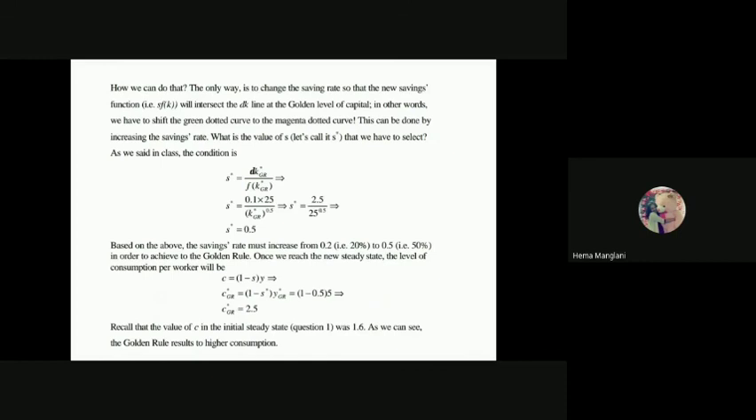So this 0.1, we know that is our depreciation rate, multiplied by 25. This K star GR, 25, can be replaced here, and this gives us the S star value. So how much does S have to be increased? That is 0.5. Earlier it was 0.2. So now we have 0.5.